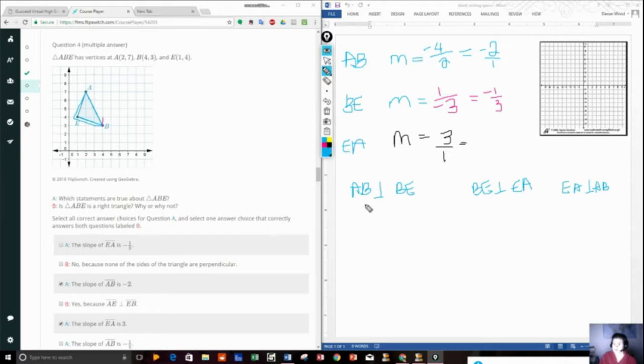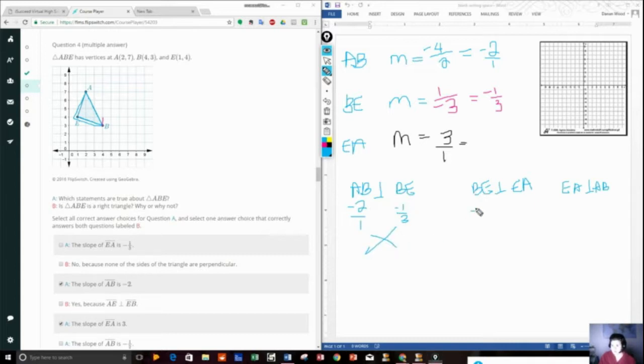So the slope of AB is negative 2 over 1. And the slope of BE is negative 1/3. Well, I can eliminate this already because they're both negatives. There has to be one positive and one negative. So nope, they're not perpendicular.